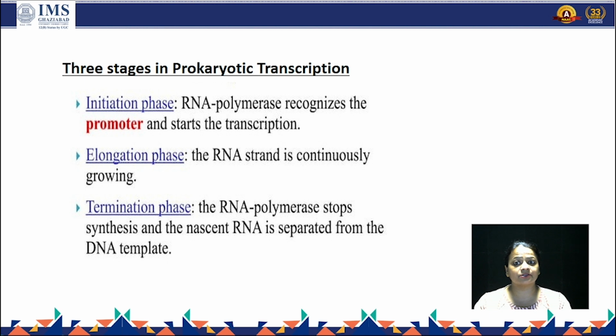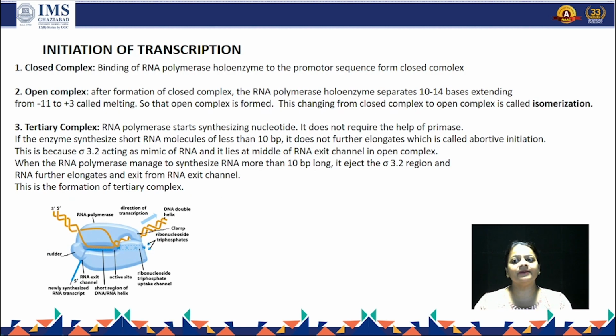Coming to the three stages of prokaryotic transcription, we have the initiation phase, where the RNA polymerase recognizes the promoter and starts the transcription. Then the elongation phase, where the RNA strand is continuously growing. And lastly, the termination phase, where the RNA polymerase stops the synthesis of the nascent RNA and the RNA is separated from the DNA template. So first, the initiation of transcription.